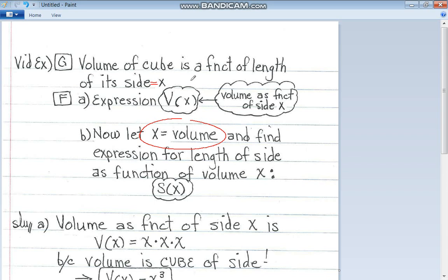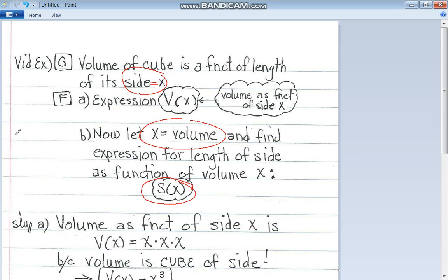So S of x. We're looking for V of x for part A, the volume as a function of x, where x is equal to the side length. And for part B, we're finding S of x. That's the side as a function of the volume because we let now the x be the volume.